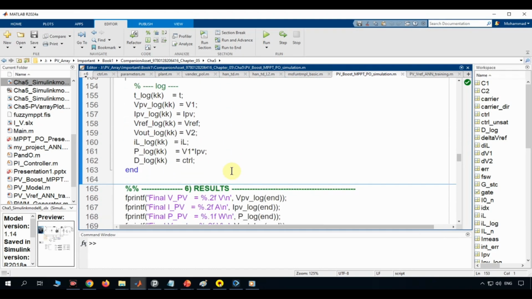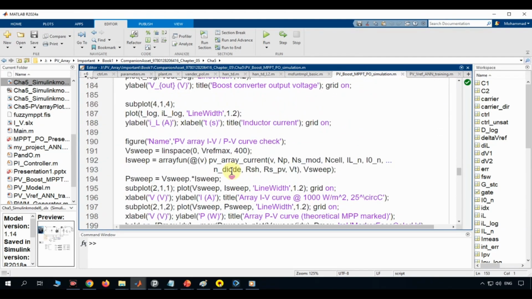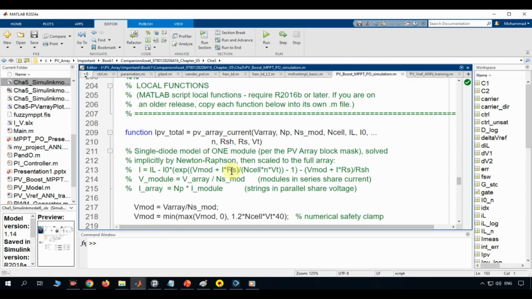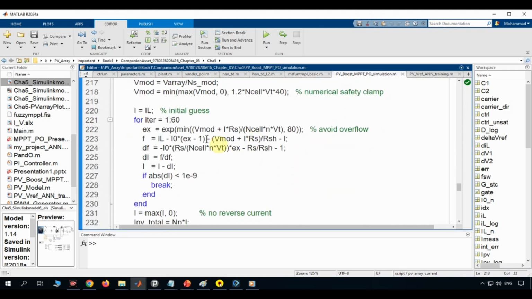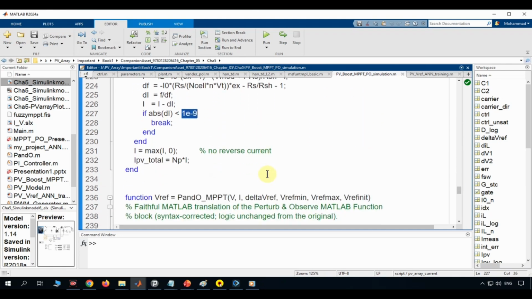At the very bottom of the script, we have 2 essential local functions. The first is the PV_array_current function. Because the single-diode model equation is transcendental, you cannot analytically isolate I on one side of the equal sign due to the exponential term. We solve it using a Newton-Raphson iterative loop. We try up to 60 iterations until the change in current is less than 1 nanoamp. We then scale this module current to the full array current based on our series and parallel configurations.